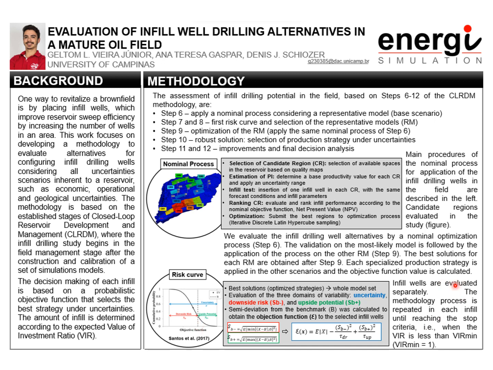And after that, we evaluate each number of infill, and continue to test the next infill until we reach the stop criteria, which is the minimal VRR. If the infill well's VRR is equal to or greater than 1, we continue the study. If it's less than 1, we stop the procedure and define the number of infill wells in the field.